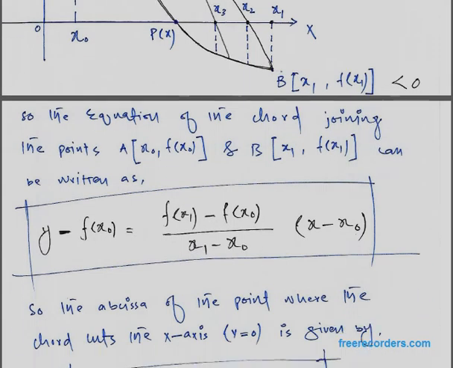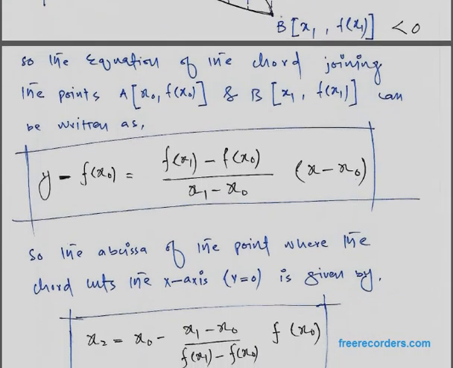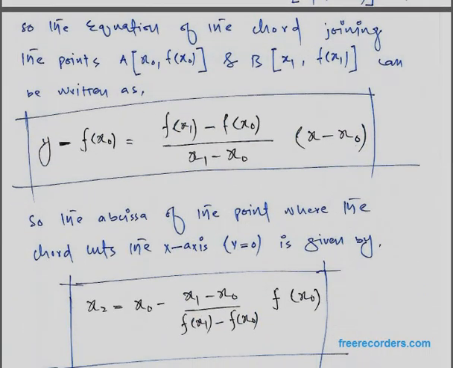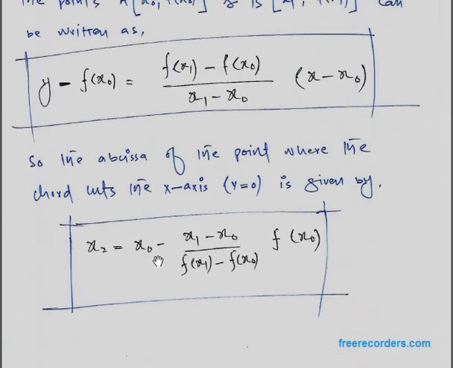The abscissa of the point where the chord cuts the x-axis, y equals 0, meaning the point where the curve is intersecting the x-axis, can be found by using this equation: x2 is equal to x0 minus (x1 minus x0) upon (f of x1 minus f of x0) multiplied by f of x0. So this is the equation. We will use it to find our roots.